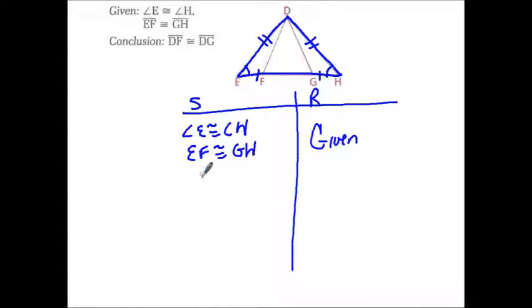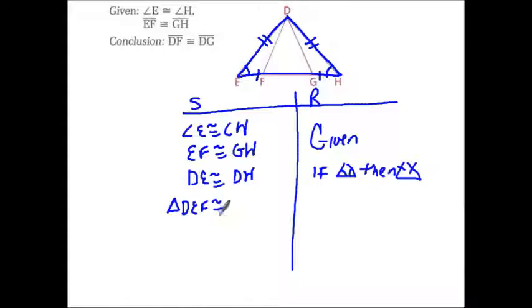So for my next step, I'm going to say that DE is congruent to DH. My reason? If angles, then sides. Now I look at my triangle and I see that I have side angle side. Triangle DEF is congruent to triangle DHG, side angle side. Now, if these two triangles are congruent, we know their corresponding pieces are also congruent. DF is a full side of one triangle, and DG is a full side of the other triangle. So I'm going to say DF is congruent to DG, CPCTC.